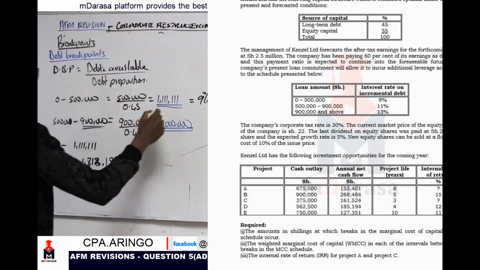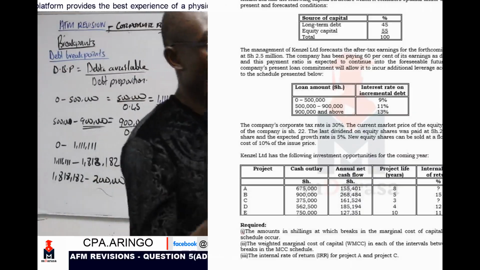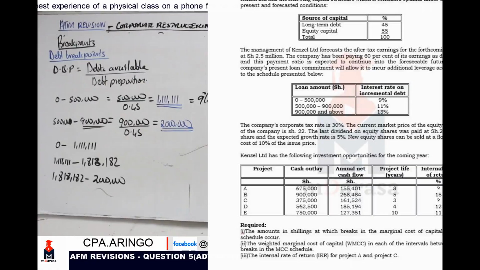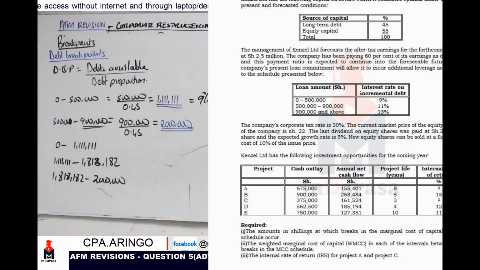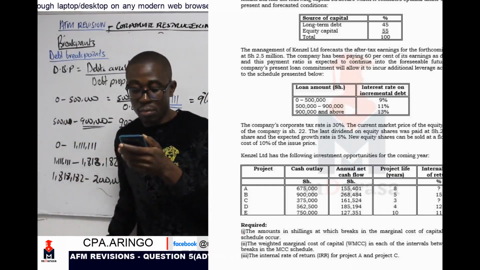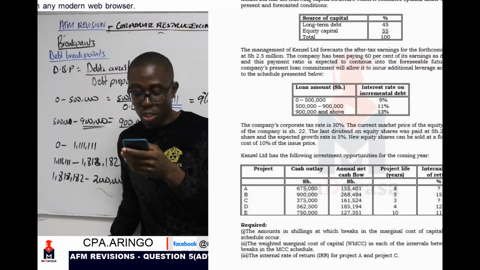So at this point, the examiner wanted us to have the two first of all. The first point was the breakpoint in relation to retained earnings, and the breakpoint in relation to our debts. After we have determined that, we proceed to the second question. What were we asked on the second bit, my good students? The second part of the question, our examiner is asking us the weighted marginal cost of capital in each of the intervals between the breaks in the MCC schedule, right?